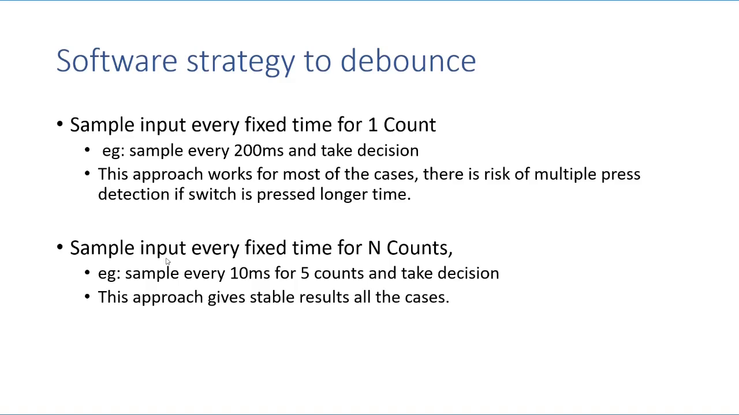The second method is to sample the input every fixed time for n counts. As an example, every 10 milliseconds we sense the switch input. If it is stable for 5 counts, we take that as a decision. Here we are basically debouncing for 50 milliseconds, because 10 milliseconds is one count and 5 counts means 50 milliseconds. This approach gives stable results in overall cases.